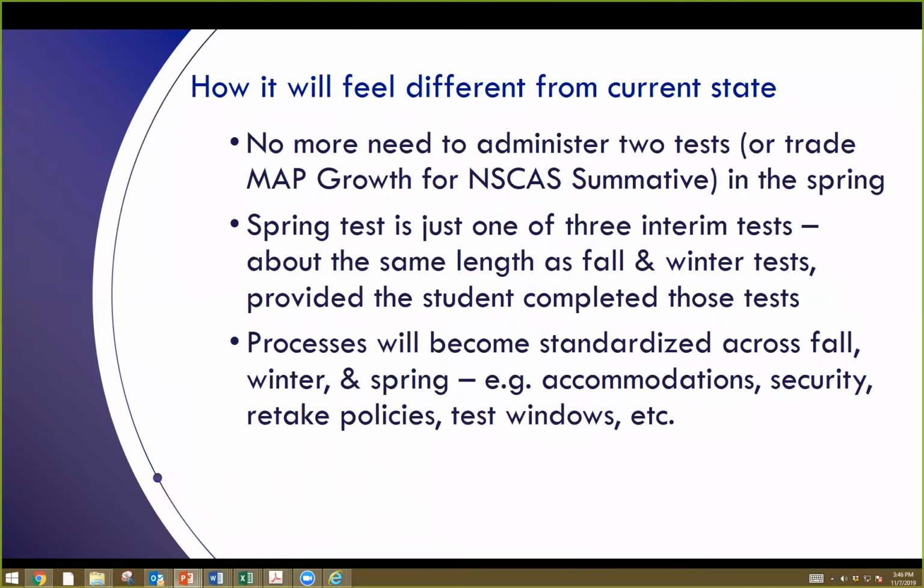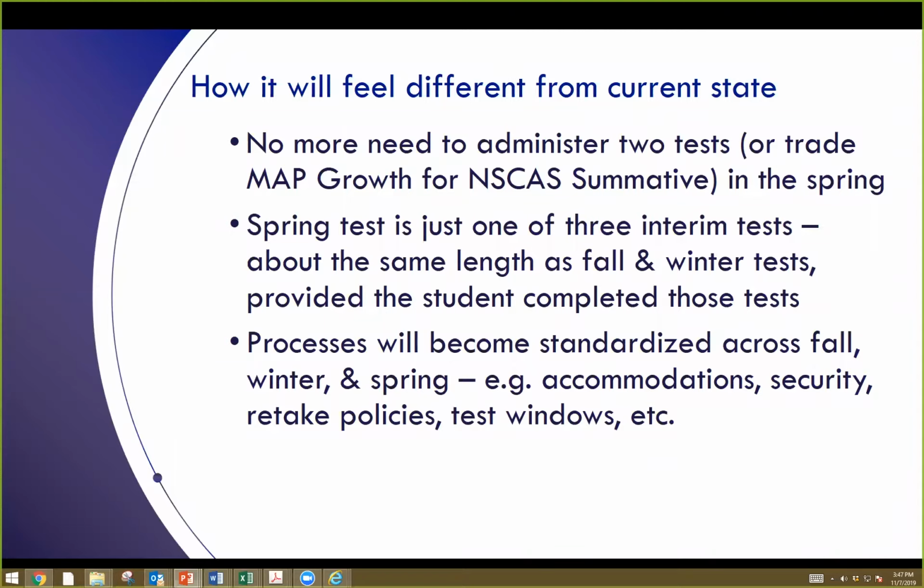So how is it going to feel different? We have already talked about this a little bit, but there's going to be no need to administer two tests, or to trade MAP Growth for NSCAS Summative in the spring. So we'll only have to give one test. That one test will give us both the summative information we need and the MAP Growth information that we want to use to influence and inform our educational decision making. Really, if you think about it, that spring test is really just going to be a third interim test during the year, and then we'll be able to use all that data to determine proficiency.